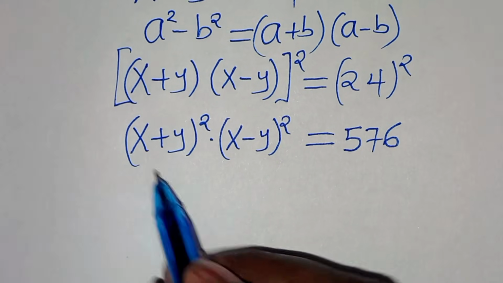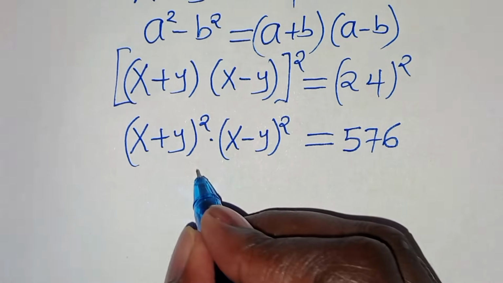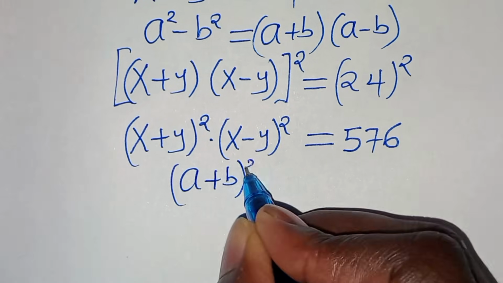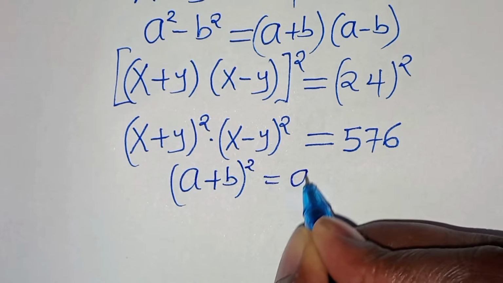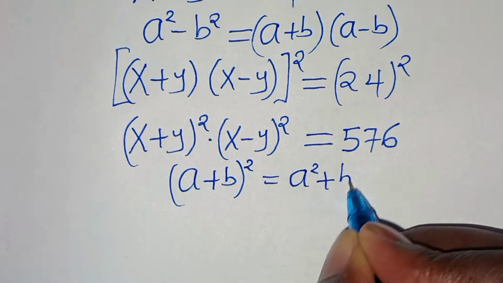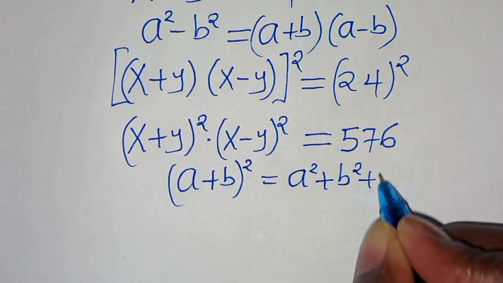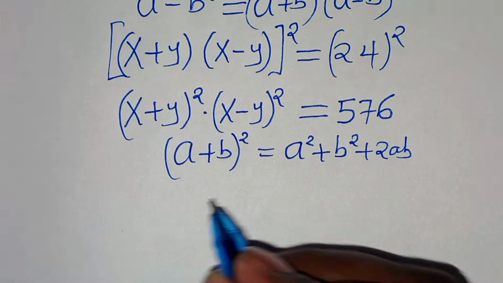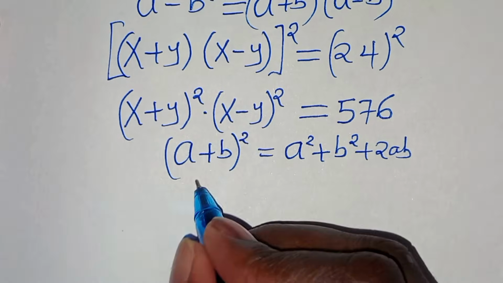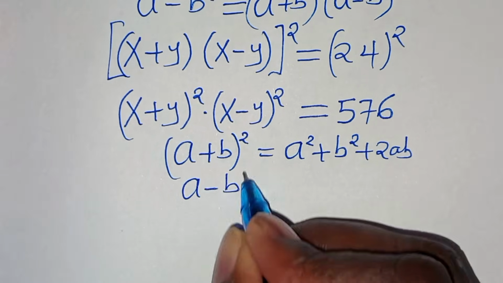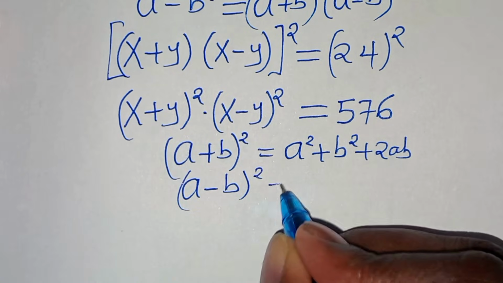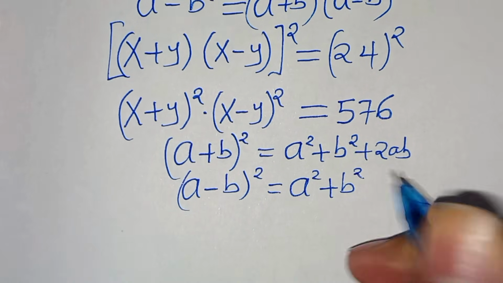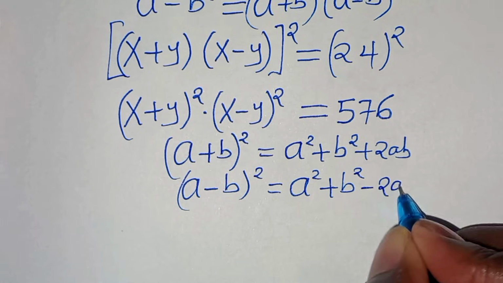The next step is that x plus y to the power of 2, this is in the form of a plus b raised to the power of 2, which we can express as a squared plus b squared, then plus 2ab. So this implies that we have x minus y to the power of 2. This is also in the form of a minus b to the power of 2, which we can express as a squared plus b squared subtract 2ab.